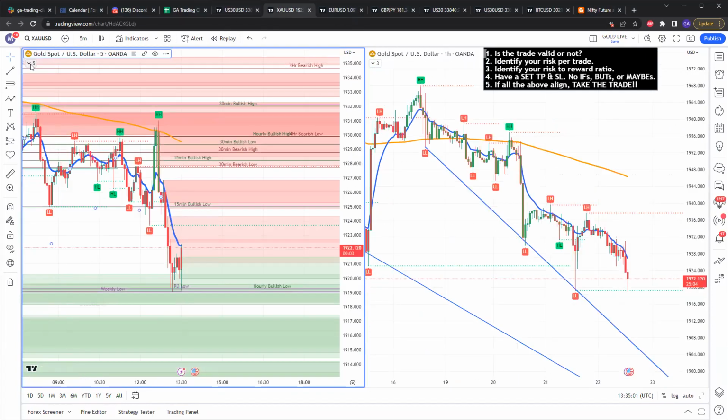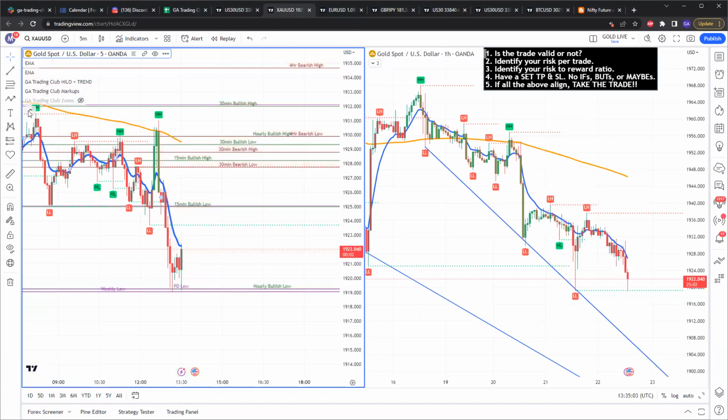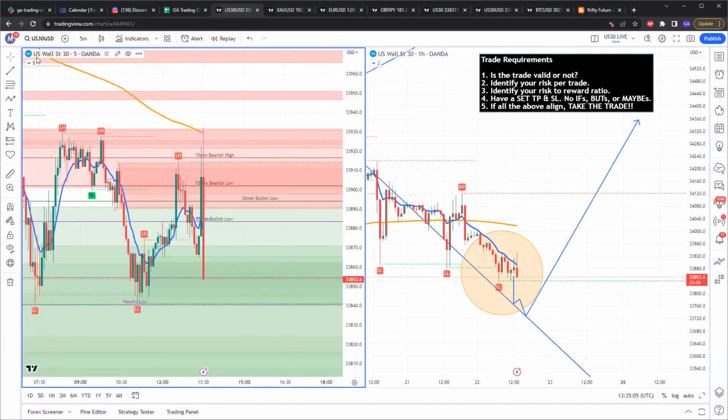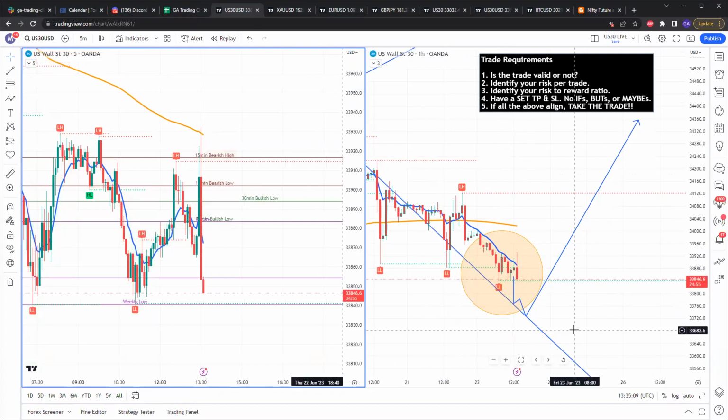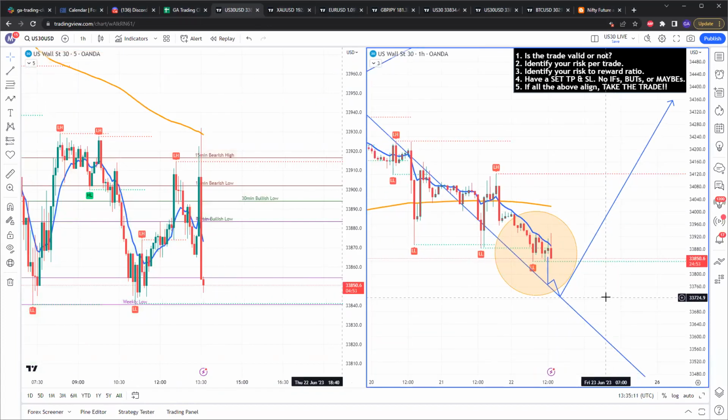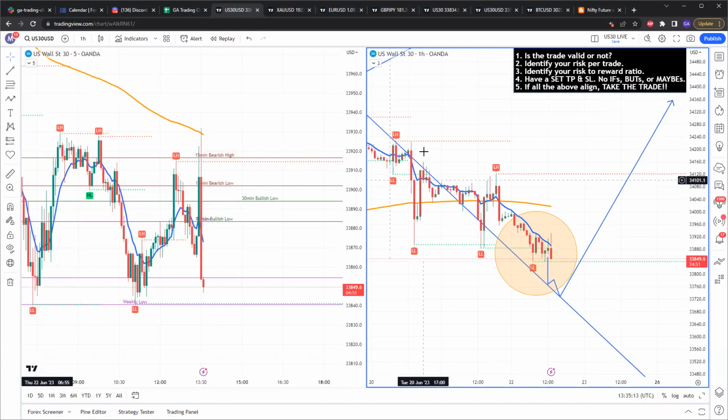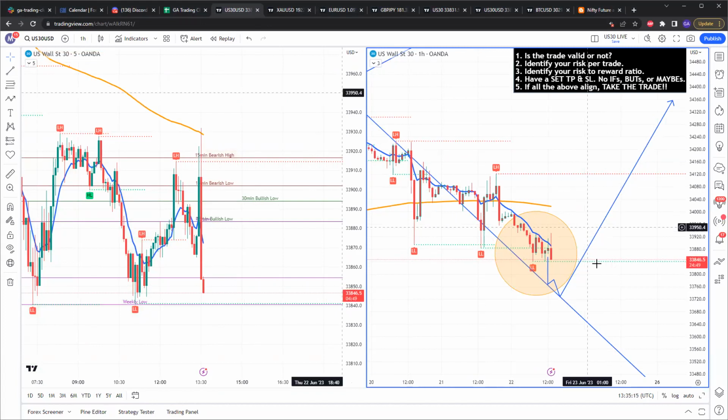Let me first turn off the zones for US 30 to make the chart a bit clearer. This morning, even in other groups that I used to be part of, I saw a lot of people trying to catch buys on US 30.